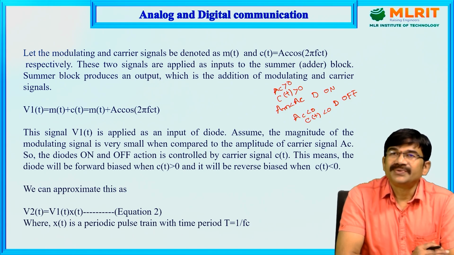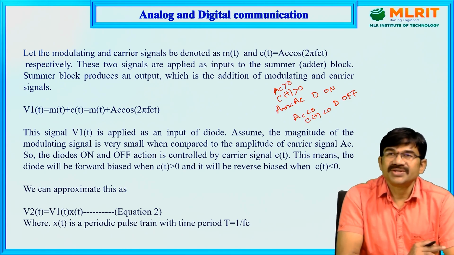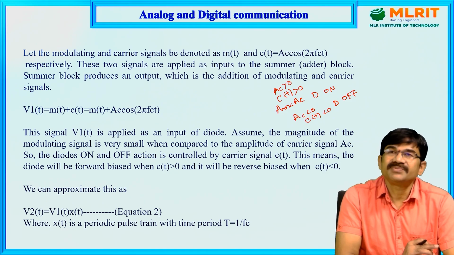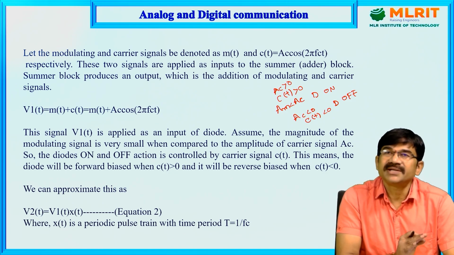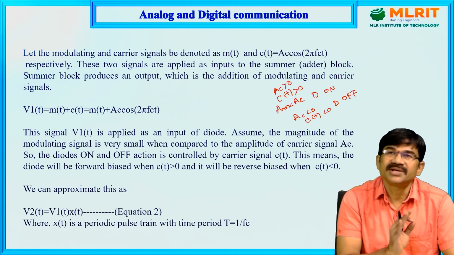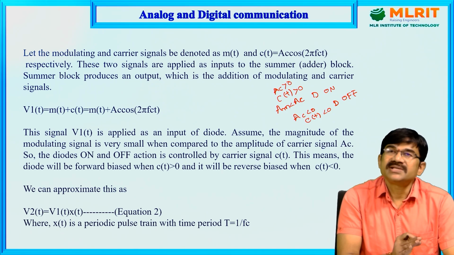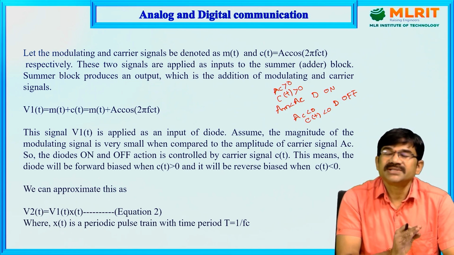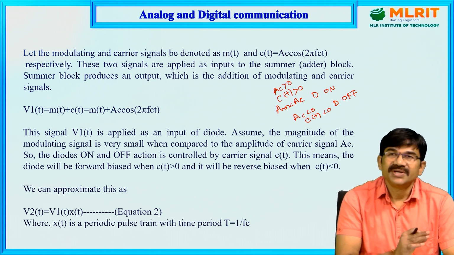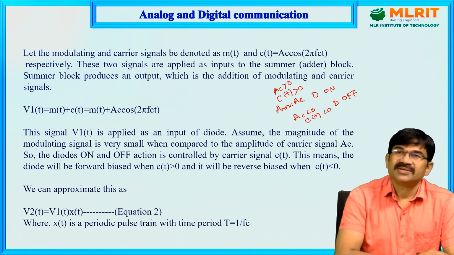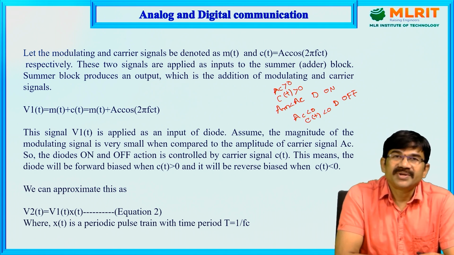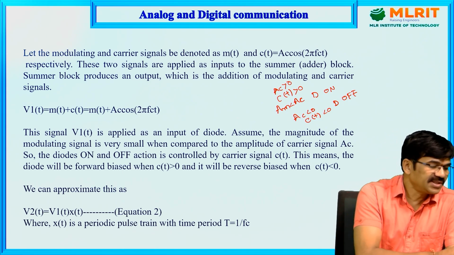So for the diode to perform its operation, we are giving a sufficient input signal. If the input signal is greater than the cut-in voltage of the diode, it becomes on, which means it is acting in the forward bias condition. If the input signal is less than 0.7 volts, it is acting in the reverse bias condition. That condition we are calling the off state. So the diode is on and off.